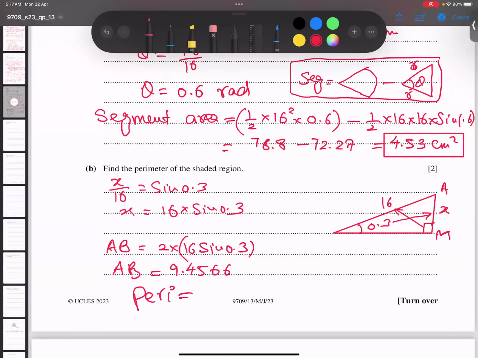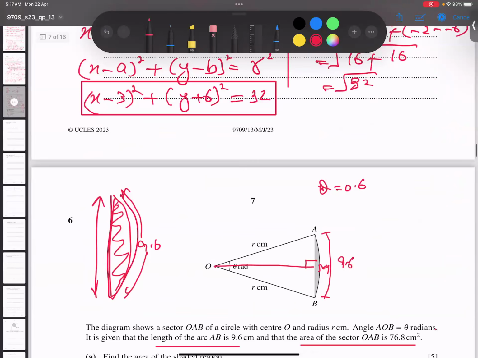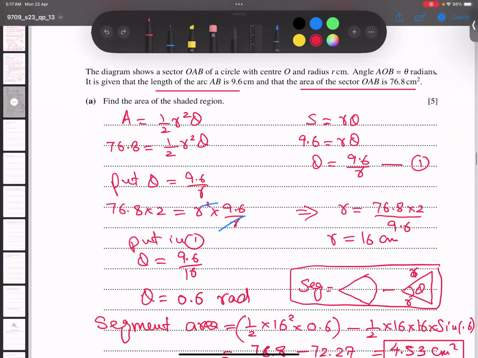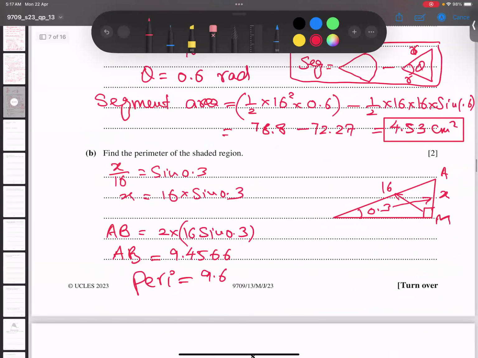So what is the perimeter, students? So perimeter is, you know very well, arc length and straight length. Arc length 9.6, and this straight length 9.4566. So if I add them, I get 19.05. After rounding, 19.0566. I don't want to add. So 19.1 centimeters. And I believe you got the point, very clear.